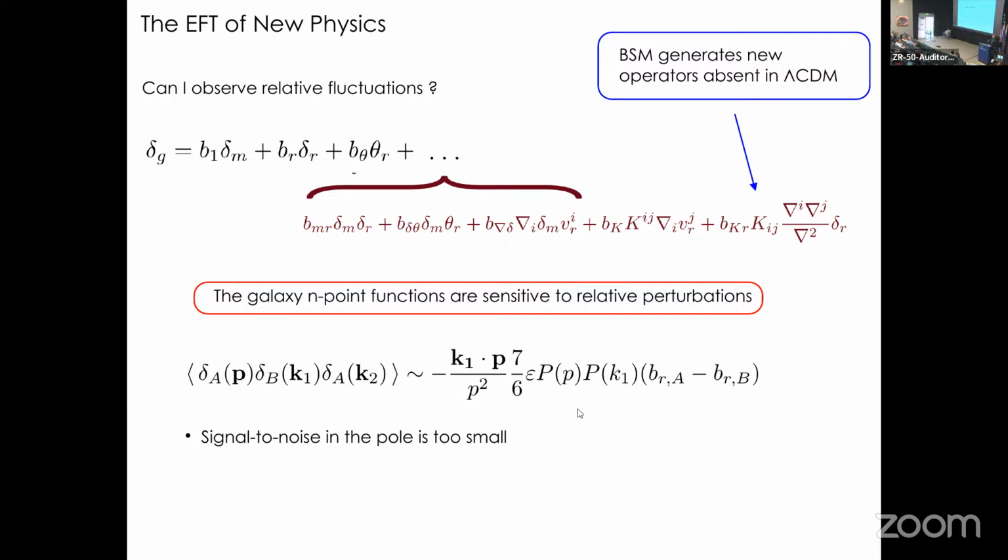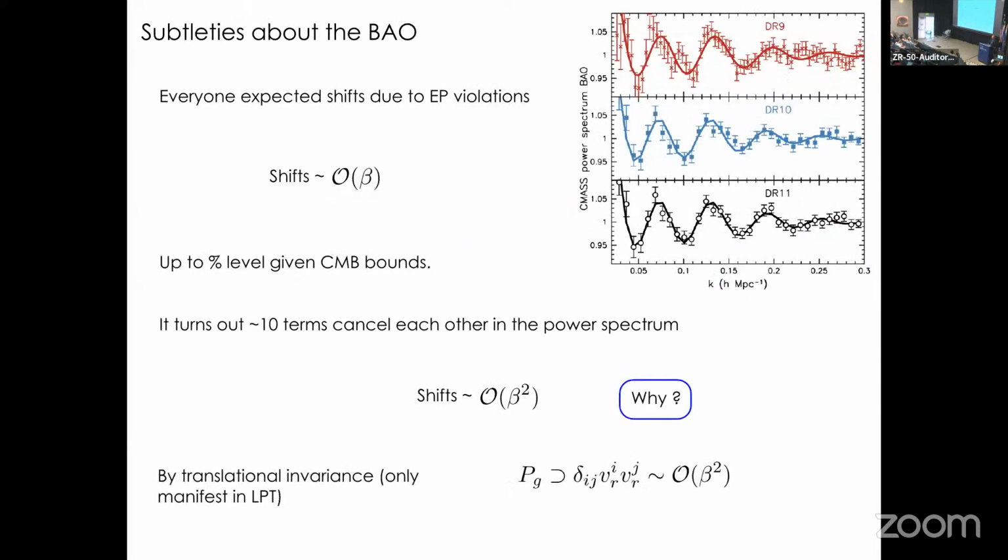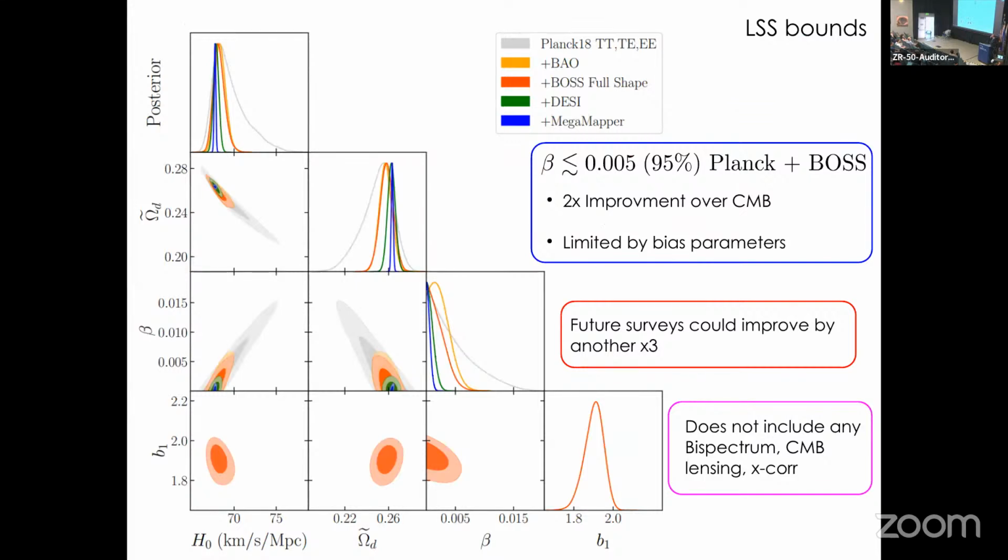And then there are things about the pole, which is very low signal to noise, so I'm not going to even bother you. Oh, there was a thing about the BAO. I'm going to skip that. So let me show you some bounds. These are the bounds.